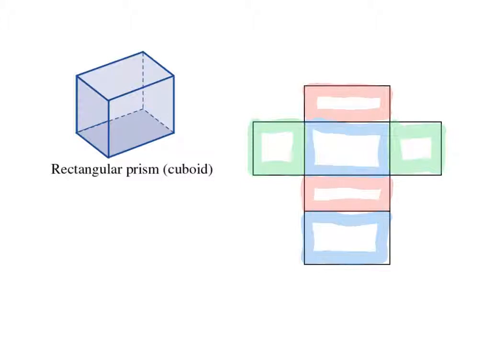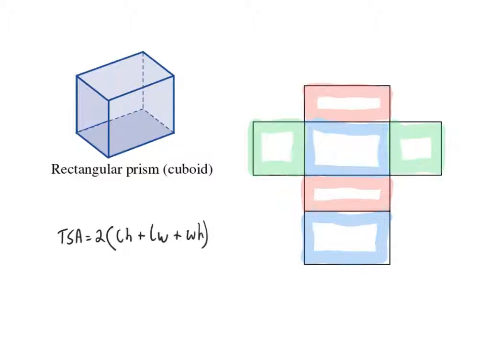We can do this using the formula total surface area equals 2 times the length of the prism times the height, plus the length of the prism times the width, plus the width of the prism times the height. So my formula to calculate the total surface area of a rectangular prism is 2 times the length times height plus length times width plus width times height of the prism.